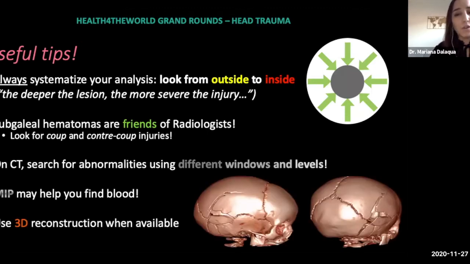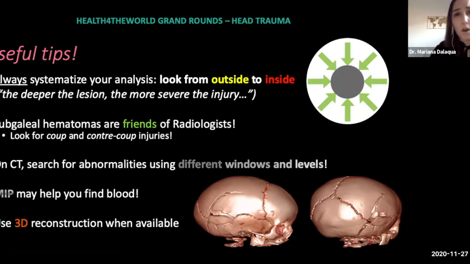So if you look at the axial images and you try to understand a fracture, sometimes it's difficult if it's misplaced, if it has a different conformation than you're used to. And if you have a 3D reconstruction, why not use it? It's much easier to understand what's going on.